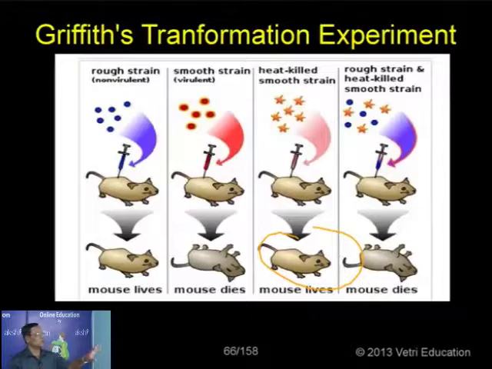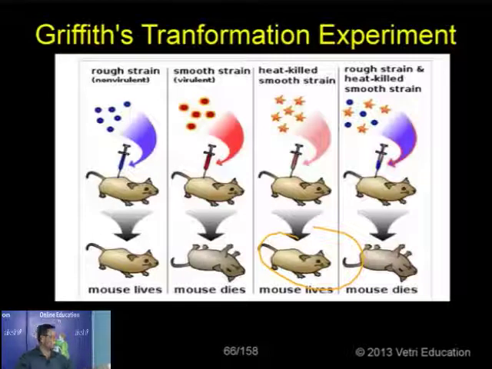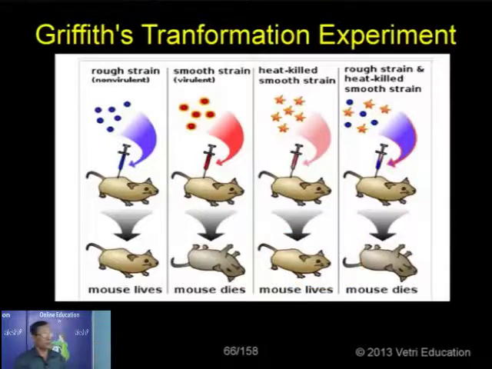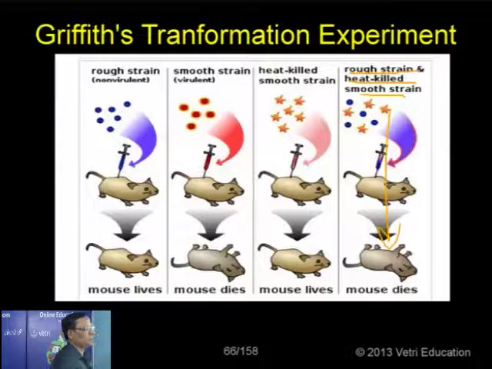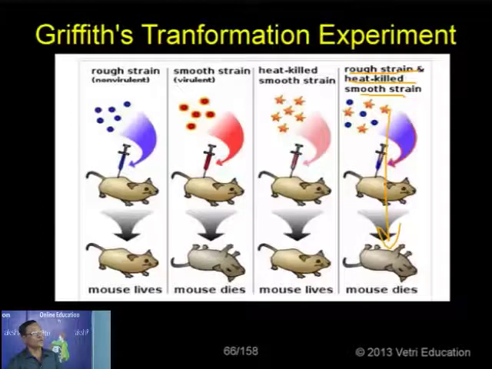So this is the illustration showing Griffith's transformation experiment. When we inject the rough strain, the mouse lives. When we inject the smooth strain, the mouse dies. When we inject the heat killed smooth strain, there is no death for the mouse; it survives. And when we inject the rough strain along with the heat killed smooth strain, the mouse dies. The reason is that a certain principle entered into the R cell, converting the R cell into an S cell, which can produce the mucus coat, and that was responsible for the death of the mouse.